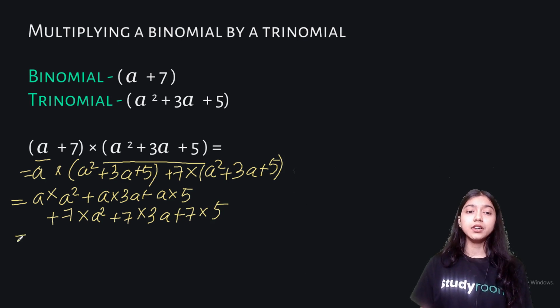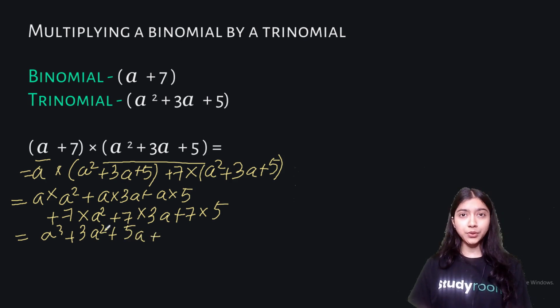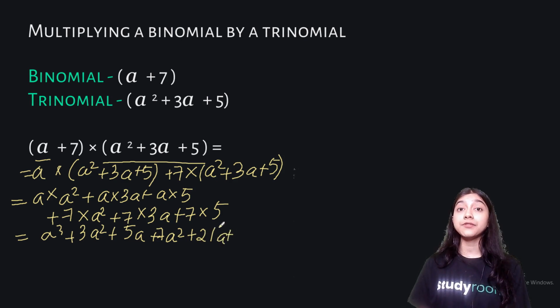Now let's calculate it. A multiplied by a square gives us a cube. 3a multiplied with a gives us plus of 3 times a square. 5 multiplied with a gives us 5 times a. Now over here we have 7 multiplied with a square, which gives us 7a square. So I'll be writing 7a square over here. Now 7 is multiplied with 3 times a. So 7 into 3 gives us 21 and a. So we'll have plus of 21a. And lastly, we will have 7 into 5, that gives us 35. So this will be plus of 35.